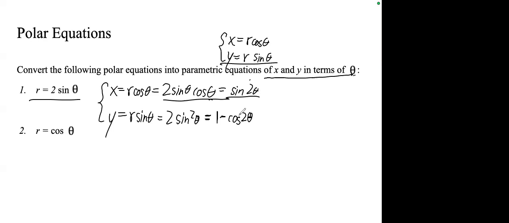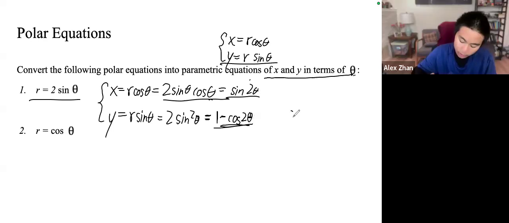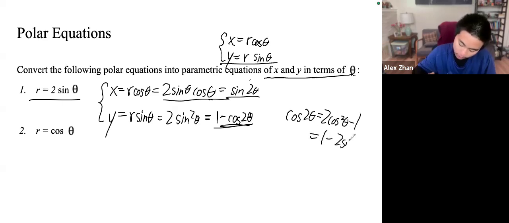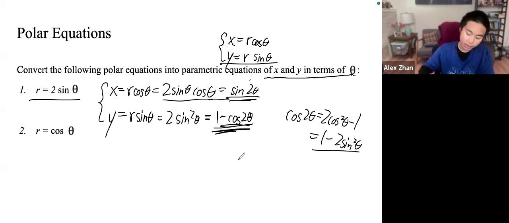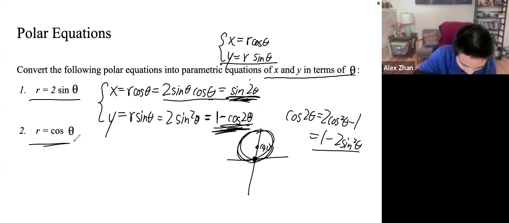Or like 1 minus cosine 2 theta, because cosine 2 theta is equal to 2 cosine squared theta minus 1, which equals 1 minus 2 sine squared theta. So yeah, you could just write it like this, and this is basically how you do it. And then, once you have this, it also becomes clear that this is now a circle centered around the point (0, 1), because look, sine 2 theta, cosine 2 theta is basically just a circle around here. Okay, how about the next question?